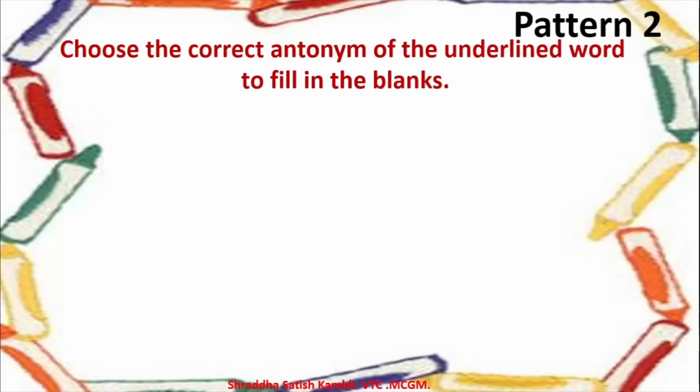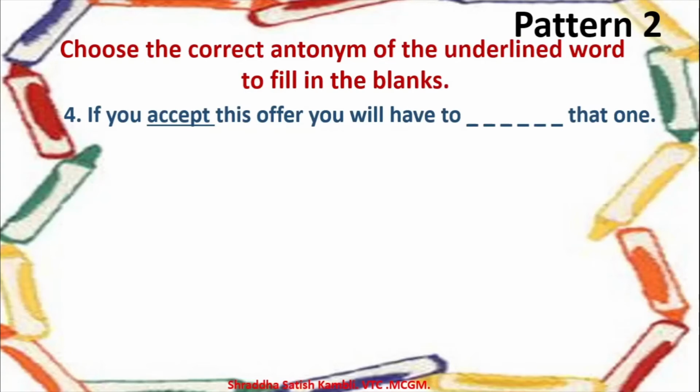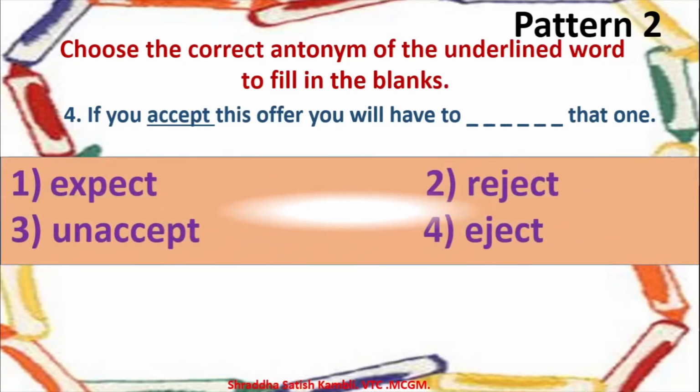So let us start with pattern 2, where we will be choosing the correct antonym of the underlined word to fill in the blanks. That means you will have a sentence, you will have a word which is underlined, you will have a blank, you will have to select one of these words which will fit into the blank. But remember, the word which will fit into the blank should be the antonym of the one which is underlined. Okay, so in a way, what are you doing? You're trying to find out the antonym of the underlined word.